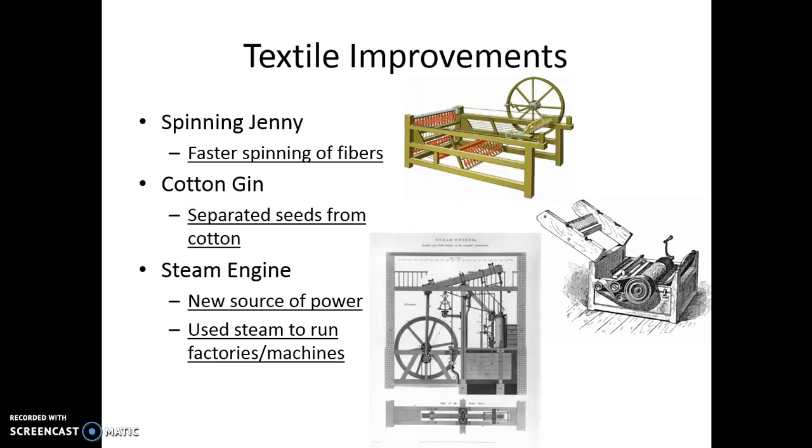And then of course the steam engine, which is basically a new source of power. This was created to use coal to produce steam, and then this engine was attached to machines like the spinning jenny, and that made them run a lot faster. And eventually these steam engines will be put into factories.